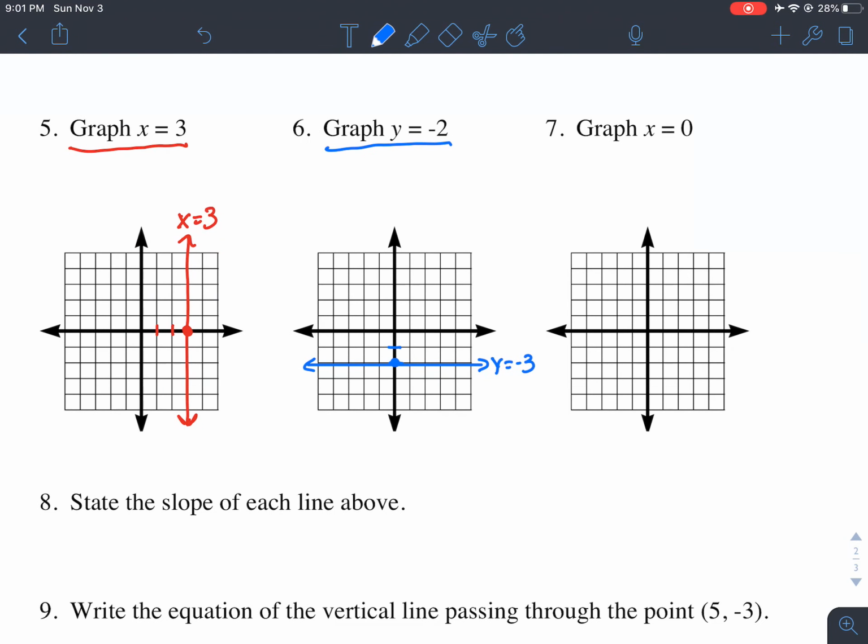Okay. At this time, I'm going to ask that you pause the video, read number 7, try it, and then when you are done, go ahead and resume the video to see how you did.